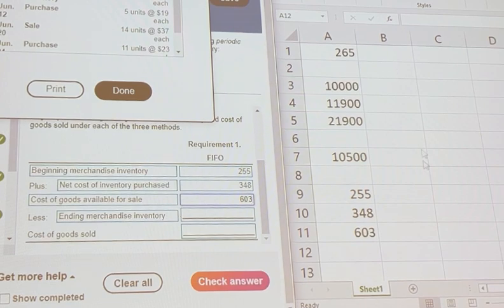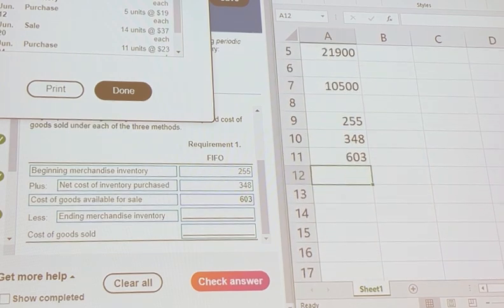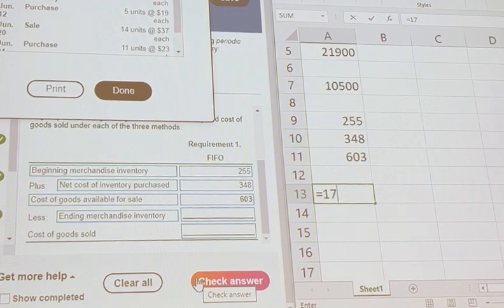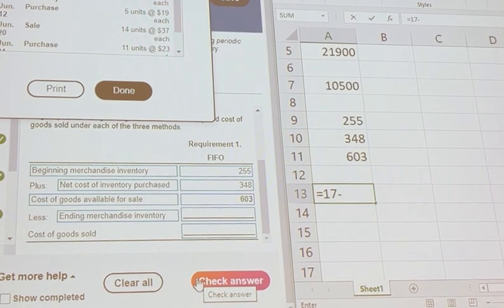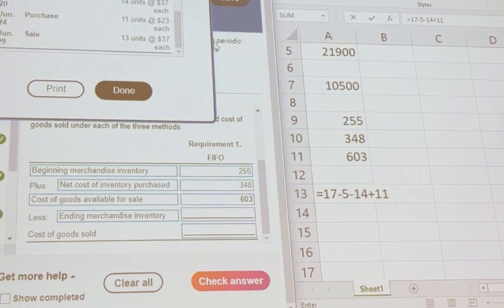Okay, then for ending inventory, we have to figure out how many units that would be. So going back to our information table, we started out with 17 units. We purchased 5 units. We sold 14 units. We purchased 11 units. And we sold 13 units.